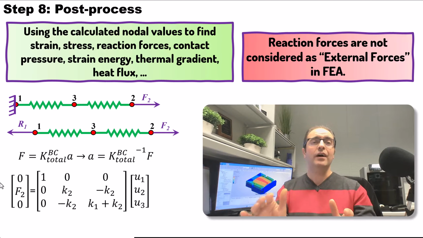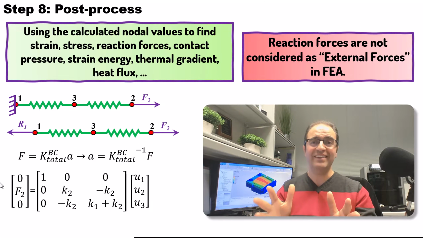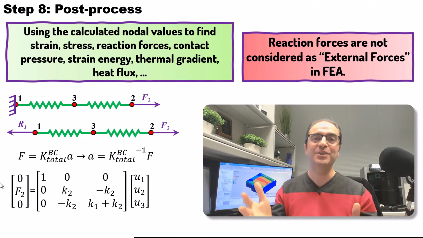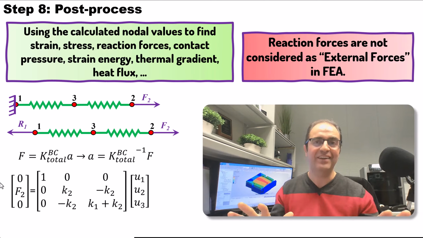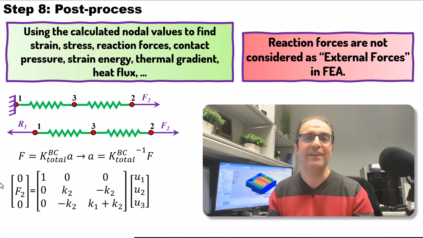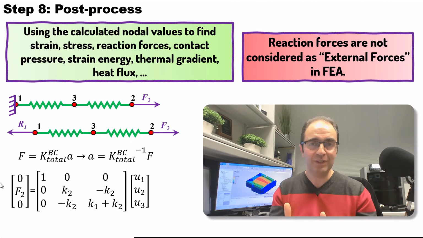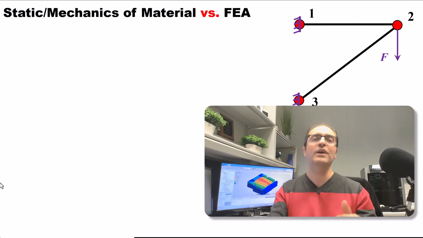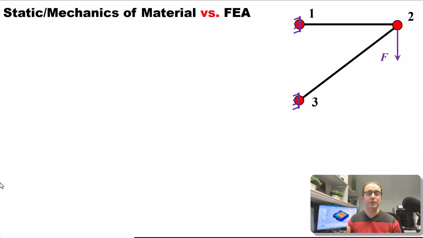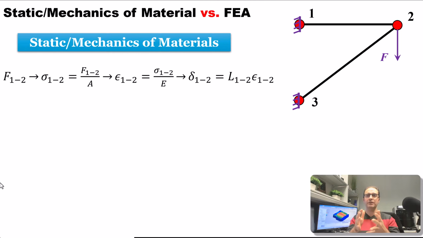Okay, with this, I'm done with these 8 steps that show you the theory of finite element. Again, the basic theory, which was the direct stiffness method. Before we go into the summary of all these steps, I want to do a very quick comparison between what we do in statics or mechanics of materials and FEA. Suppose that you have this structure like a truss and then you apply load to it, okay? Again, let's just keep it very simple.